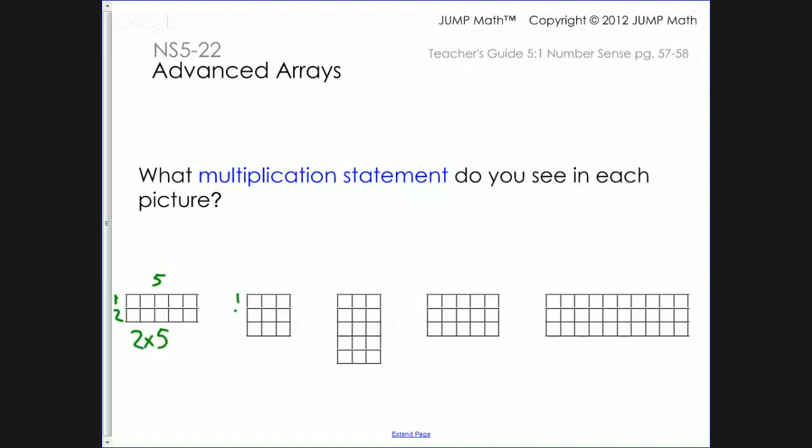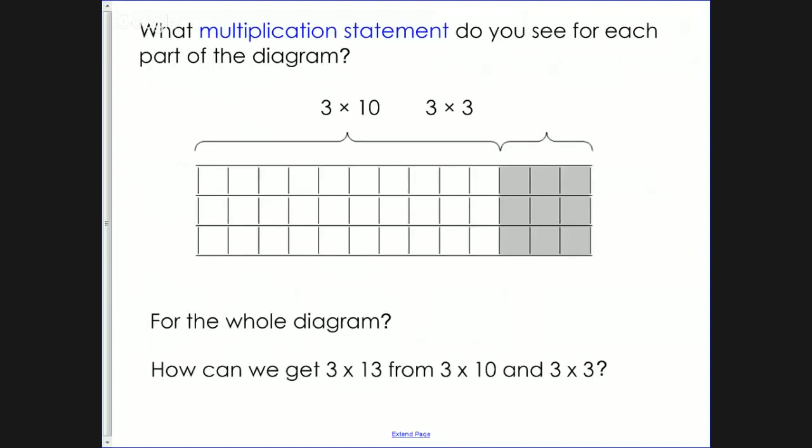Here we have 3 rows, and then there are also 3 in each row going across. So that's 3 times 3. So our first number always represents the number of rows. 5 rows with 3 in each, so 5 times 3. So we can use that to represent larger numbers.